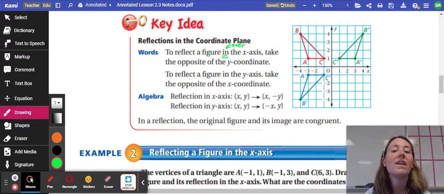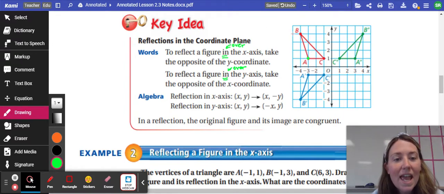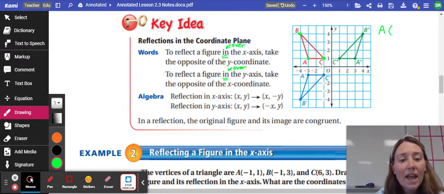So to reflect a figure in the x-axis, take the opposite of the y-coordinate. To reflect a figure in the y-axis, or flipped over the y-axis, take the opposite of the x-coordinate. Okay, so let's talk about what this means. The original here is labeled as A, B, and C. We have point A, we have point B, we have point C. I'm just going to go ahead and label point A. A looks like it's at -3, 1.